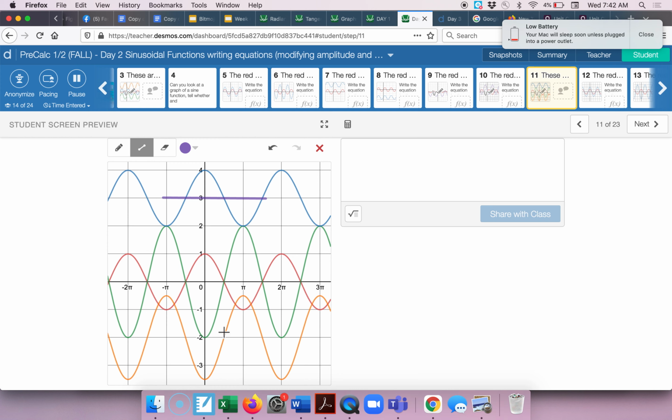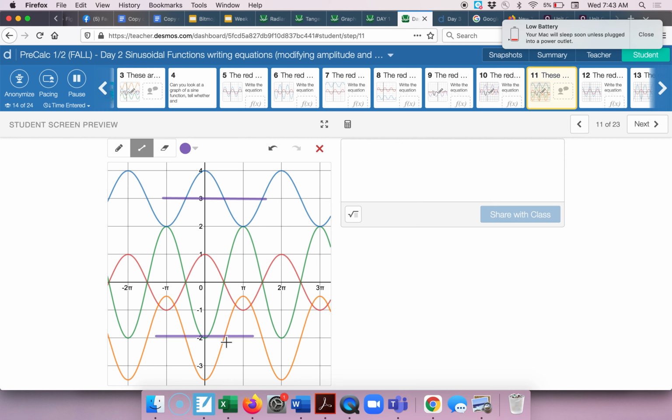And then for this orange one, where's the orange one's midline? Looks like it could be -2. I'm going to draw it in. See how I'm trying to eyeball it and I'm not sure. So this is how I'm going to check it. How far down do I go? 1.5. How far up do I go? 1.5. Yeah, -2. So the orange one got shifted down 2. All right, well, so they're cosine graphs because they do not have a y-intercept that's on the midline.